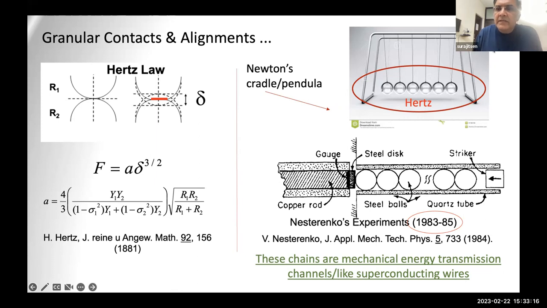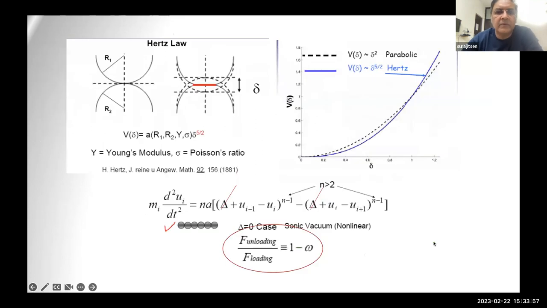Many years ago, Vitaly Nesterenko, who used to be from Novosibirsk, and has been a professor at University of California at San Diego for many years, since the mid-90s, showed that if you take an alignment of grains, like in this tube, and put in an impulse, in this case on the right side, you'll actually see a solitary wave that goes through the system, and that will be recorded in this pressure gauge on the left in this experimental picture. In other words, granular alignments transmit solitary waves. Therefore, granular alignments have been of strong interest to people for a long time.